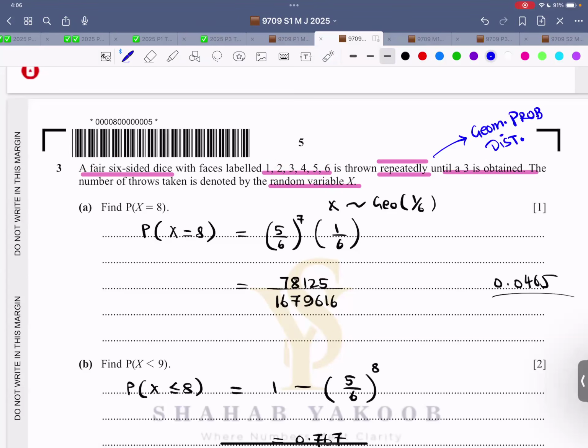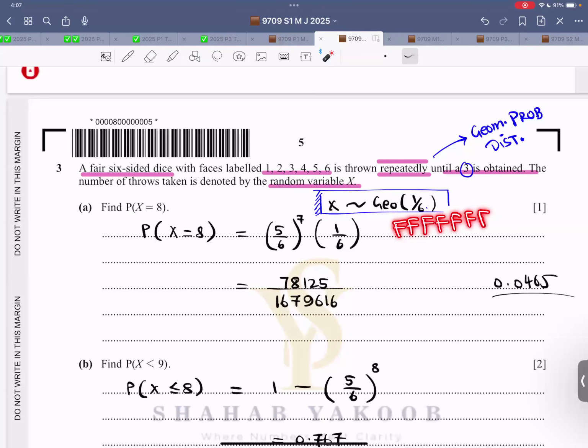So now when this is the case, the number of throws taken is denoted by the random variable x. So first of all, define the distribution like this. It's about getting a 3. Probability of success is 1/6. Probability x is equal to 8. That means there will be 7 failures. 1, 2, 3, 4, 5, 6, 7. The probability of failure multiplying by itself 7 times, that is (5/6) raised to power of 7. And there will be 1 success. I have written the answer in fraction. I have written the answer in decimals.